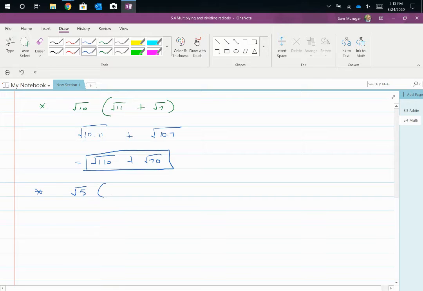Square root of 5 times the quantity 5 minus square root 5. So distributing, we've got 5 square root 5 minus square root of 5 times square root of 5, which is square root of 25. So this is 5 square root 5 minus 5. Square root of 25 is 5.